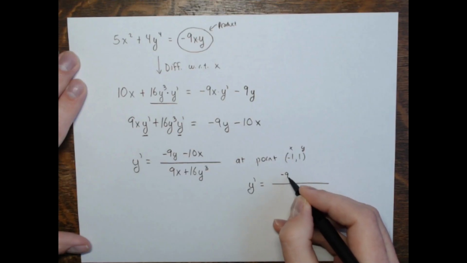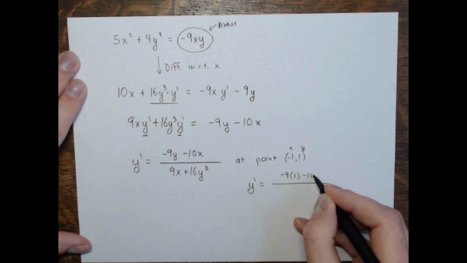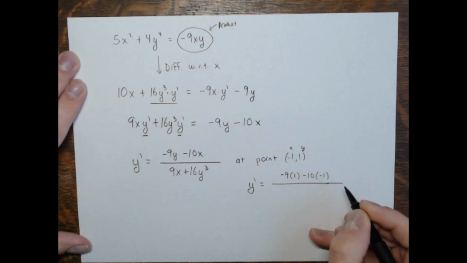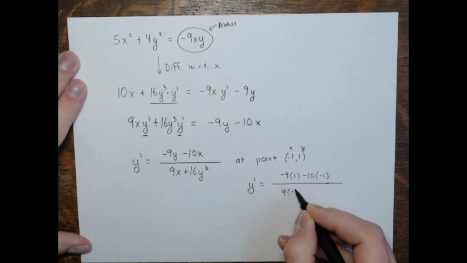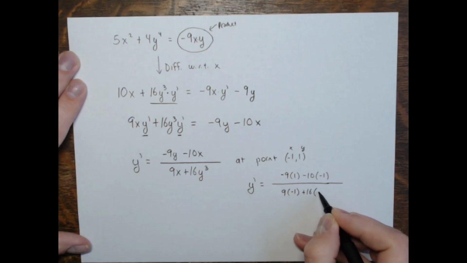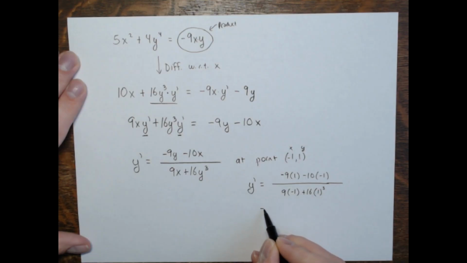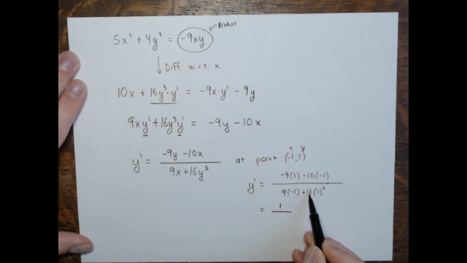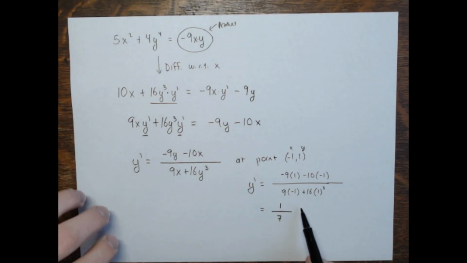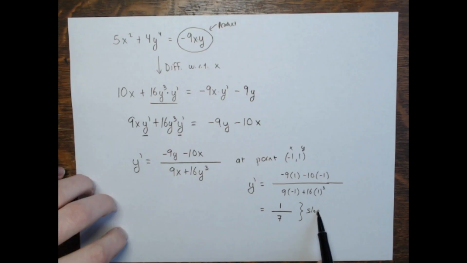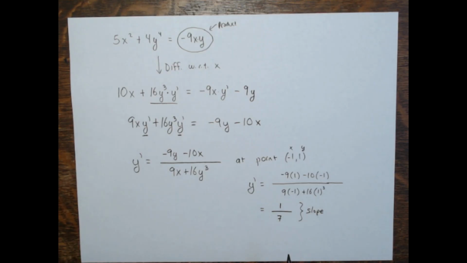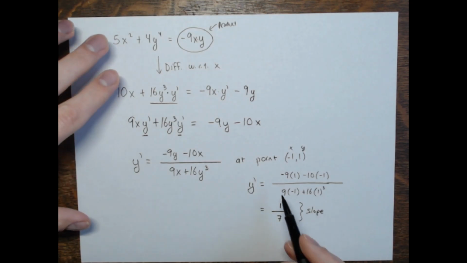So that's negative 9 times 1 minus 10 times negative 1 in the numerator, and then 9 times negative 1 plus 16 times 1 cubed in the denominator. So the slope here is negative 9 plus 10, that's positive 1 in the numerator, and then 16 minus 9, 7 in the denominator. But it is a positive slope, right? Remember, this would be the slope at that point. And you saw in the graph I put up earlier, you see that the curve does curve upward at point negative 1, 1. So we do have a positive slope.